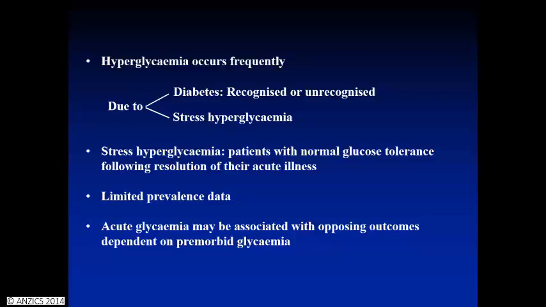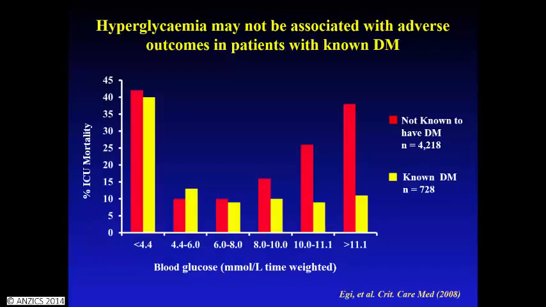And this may be important as there's a body of evidence that suggests that hyperglycemia in ICU doesn't represent the same insult to all patients, and that for patients who are diabetic and chronically hyperglycemic, they may actually tolerate hyperglycemia better during critical illness, and in fact it may be protective.